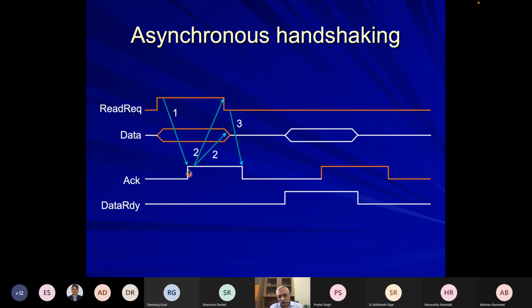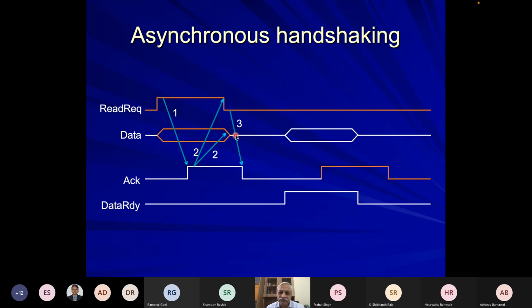Okay, so this acknowledgement could come after read request at arbitrary interval, and the master would lower this down again after arbitrary interval. So this is called handshaking or interlocking. The purpose of this is to assure that nothing is read twice and nothing is missed out.